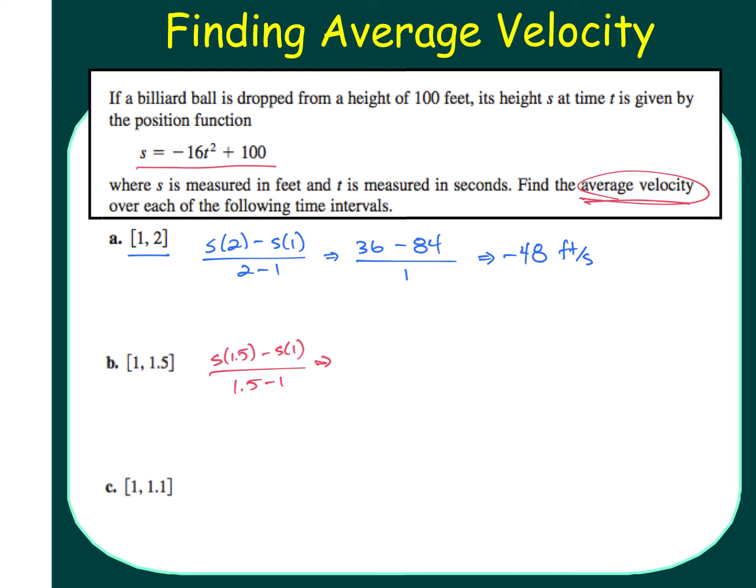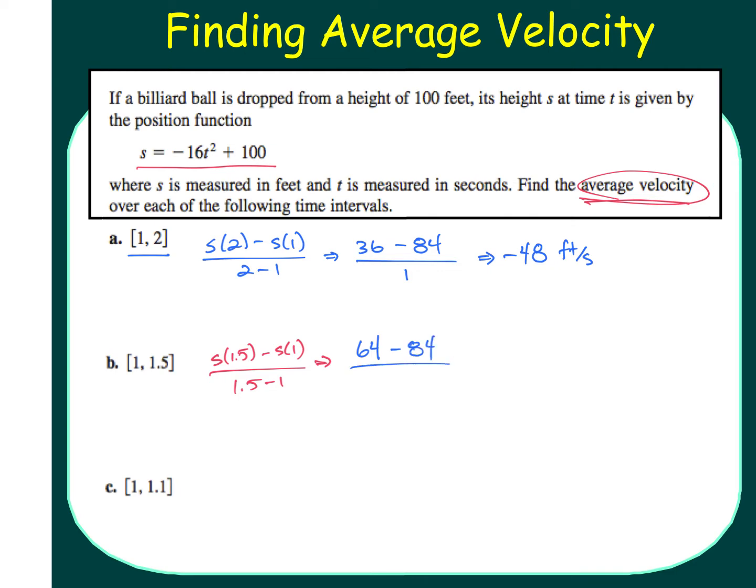Anybody know what 1.5 squared is? You guys have calculators? 9 over 4, fine. All right, and then multiply it with negative 16. So the 16 and the 4 cancel, and negative 36. So negative 36 plus 100 is 64. Minus, now I substitute in 1, and I already know it is 84.